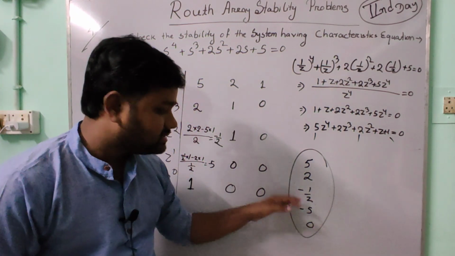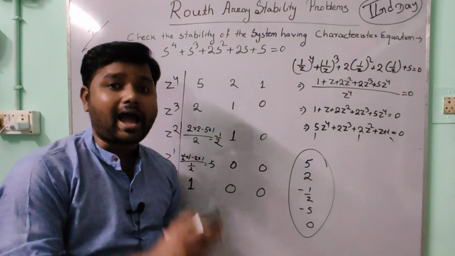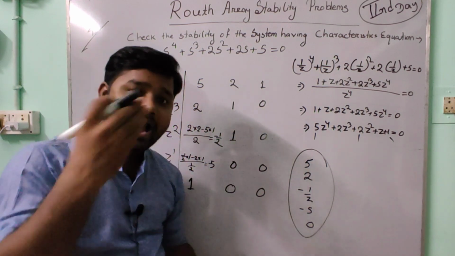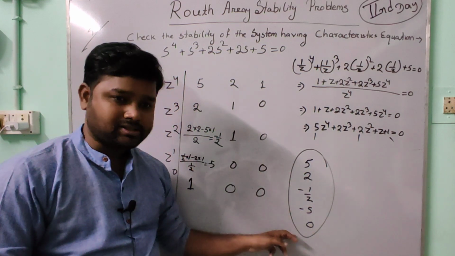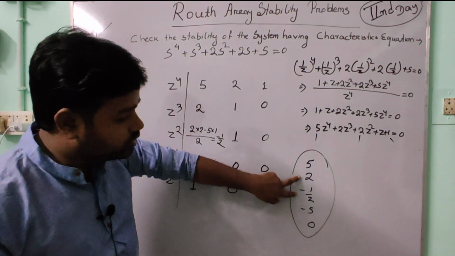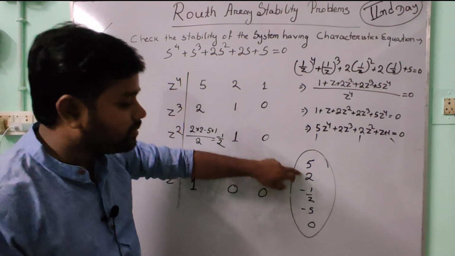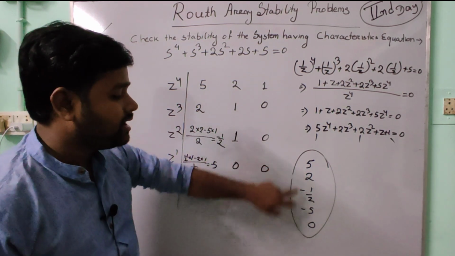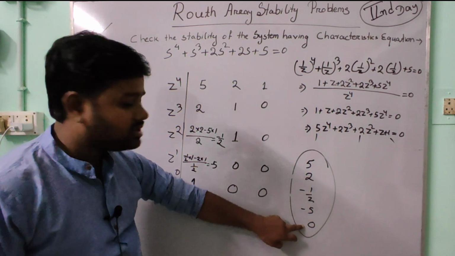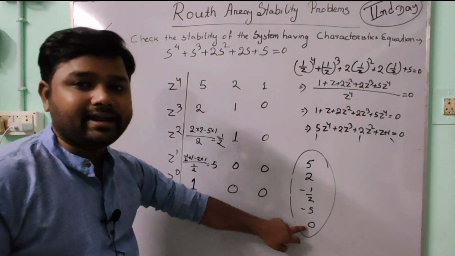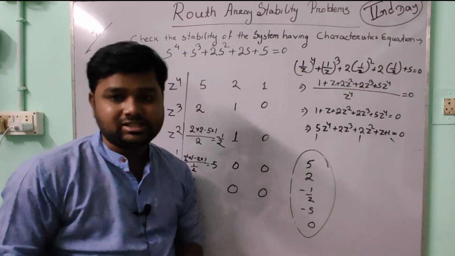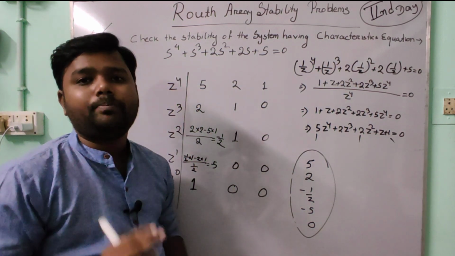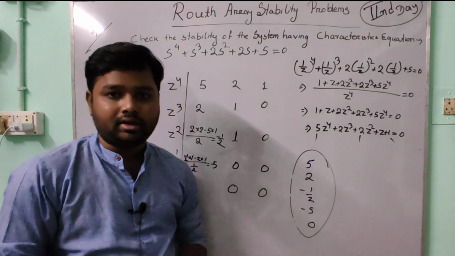Since it is unstable, we have to check how many poles are in the right half of the s-plane. Here the signs are plus, plus, minus, minus, plus. From 2 to minus 1 by 2 the sign changes from positive to negative the first time, and again from minus 5 to 1 the sign changes from negative to positive. So the sign changes twice, which means two poles are in the right half of the s-plane.